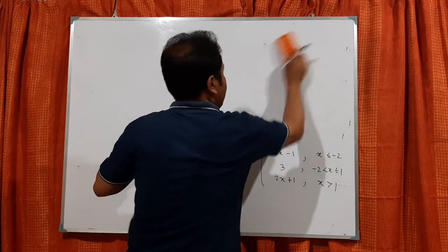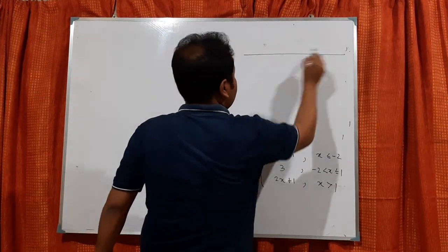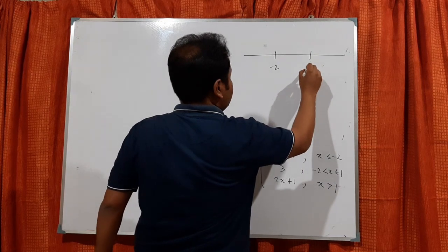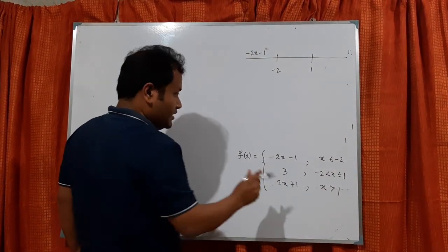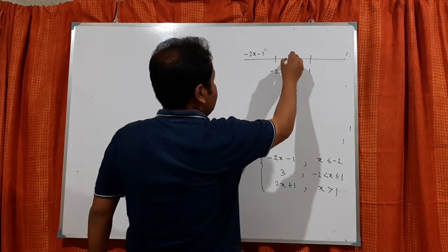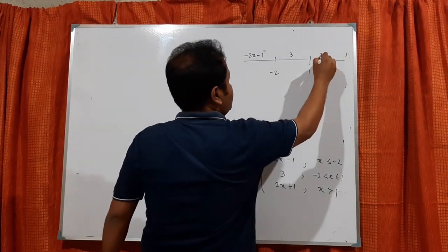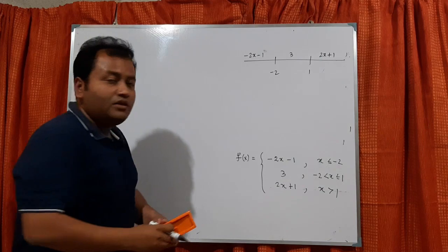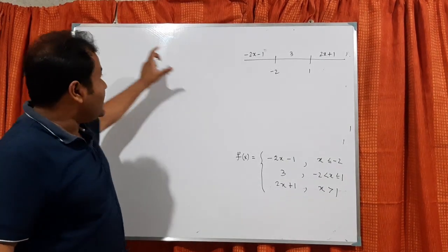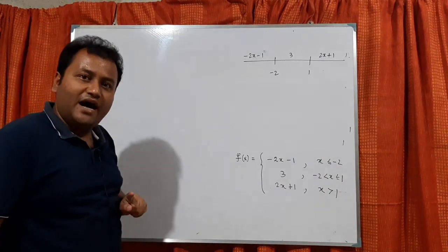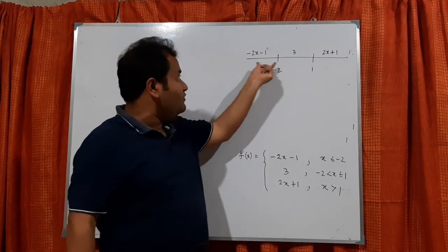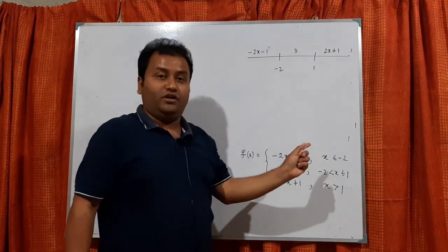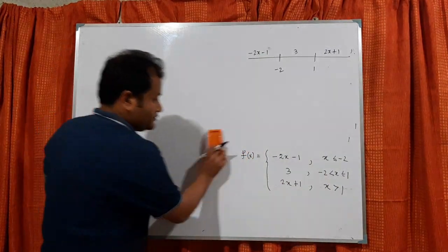So again I am drawing this one, this is minus 2, this is 1. So less than minus 2, the function is minus 2x minus 1. Between this, the function is 3, and this it is 2x plus 1. So now look into the problem. Initially some modulus function was given to us. Now we have changed the modulus function and we have got individual functions without mod. So that is very important.